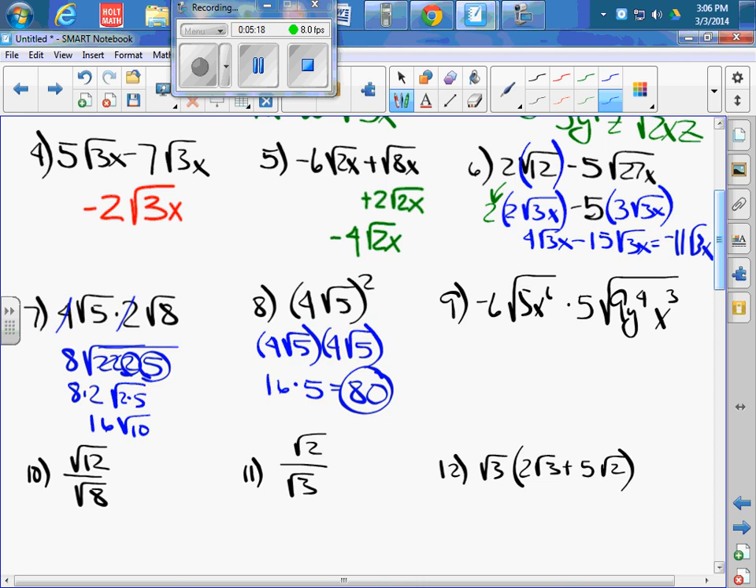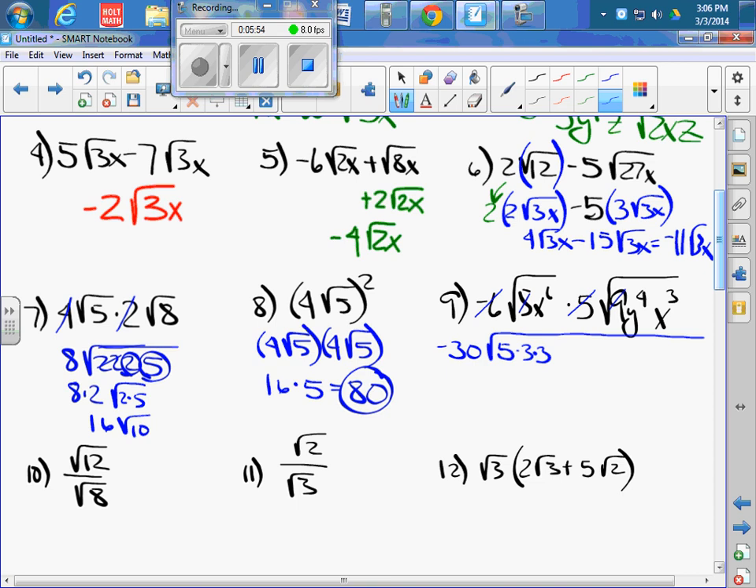Number 9. Are there any plus or minus signs here? No. Then we're doing what? We're multiplying, right? Negative 6 times 5. Those are on the outside. Numbers that are inside stay inside. So we're going to have 5. The 9 is 3 times 3. X to the 6th.